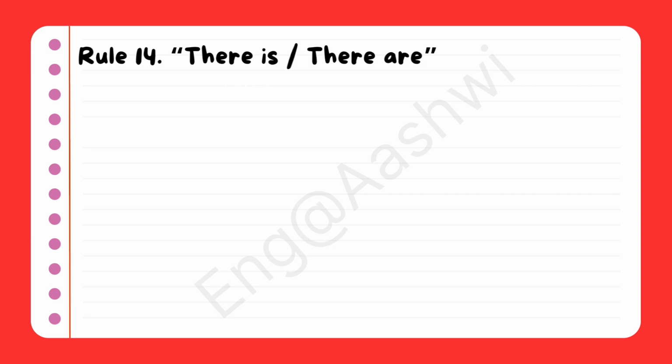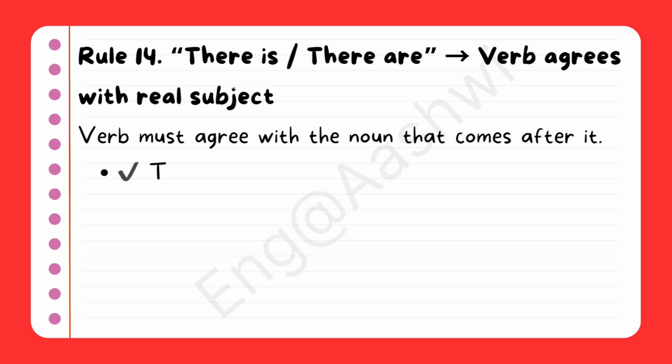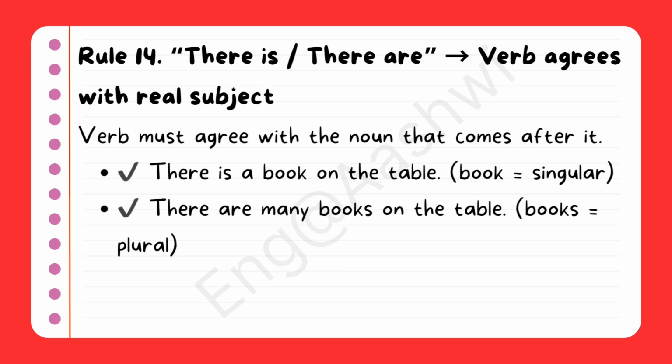Rule 14. There is, there are. The verb agrees with the real subject. The verb must agree with the noun that comes after it. For example, there is a book on the table. Book is singular, so we have to take a singular verb. There are many books on the table. Here, books is plural, so we have to take a plural verb. So according to it, we use a singular or plural verb.